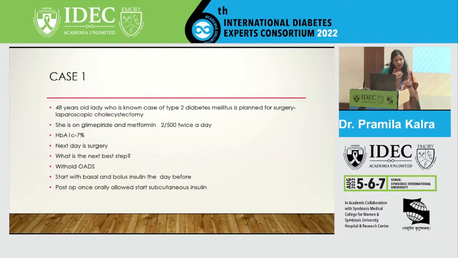Once she is orally allowed, till that time we'll manage with the IV insulin infusion if needed, or with the neutralization of the IV fluids with insulin. That way we can manage. I'll go next and tell you, I'm coming to that also.